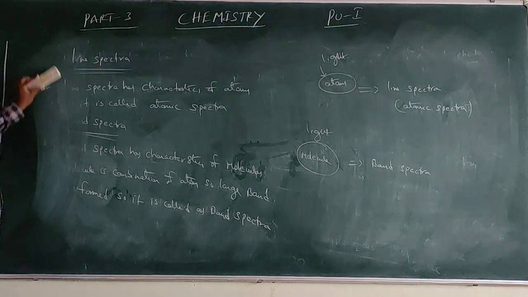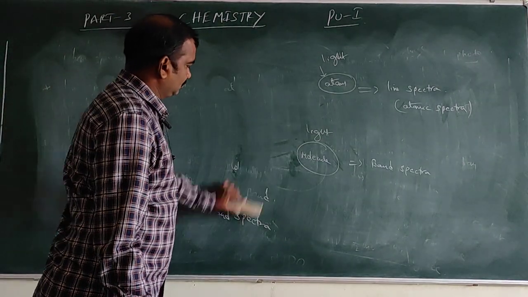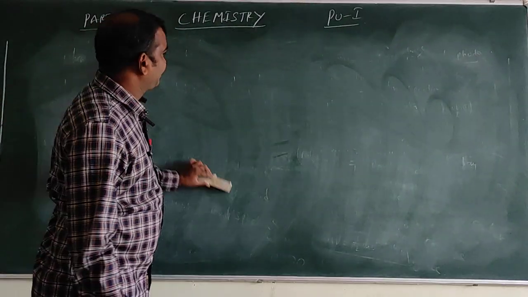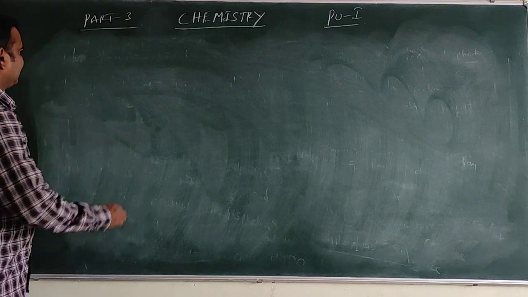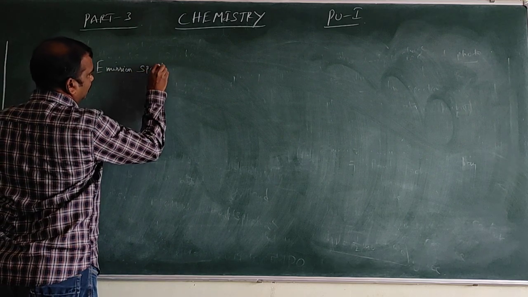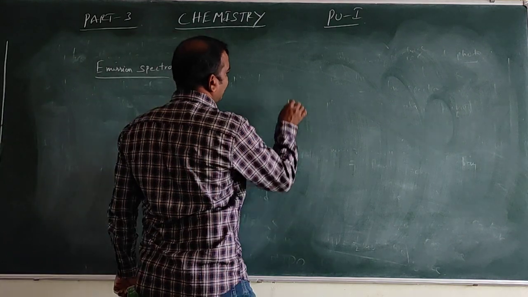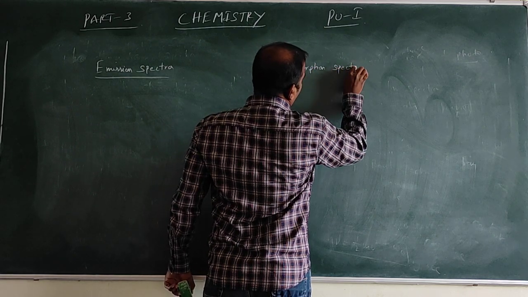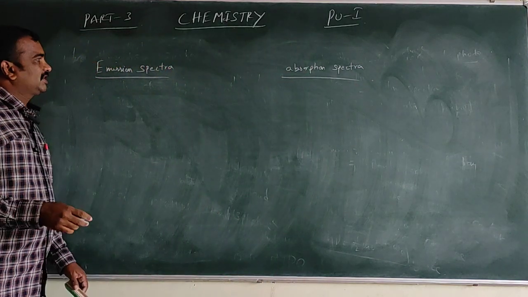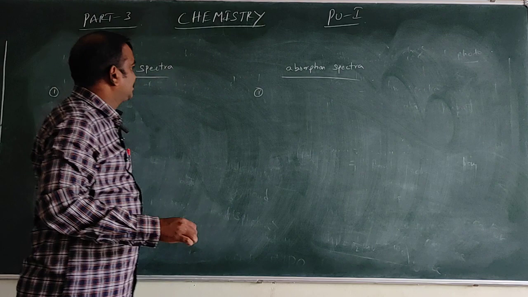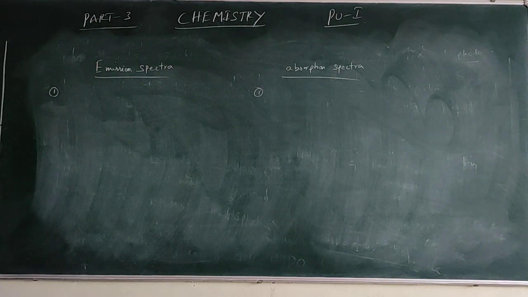Next, when you go to emission spectra and absorption spectra, this is very important. So here we are directly writing the difference between emission spectra and absorption spectra. Look here, emission spectra and absorption spectra. How is an emission spectrum formed and how is an absorption spectrum formed? Emission spectrum is formed by the emission of radiation. When radiations are emitted, an emission spectrum is formed.